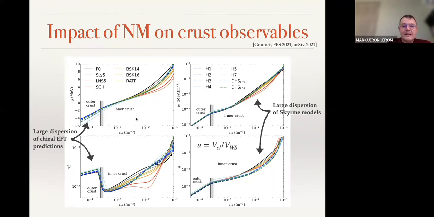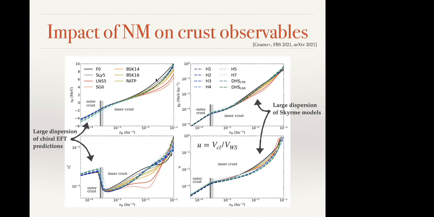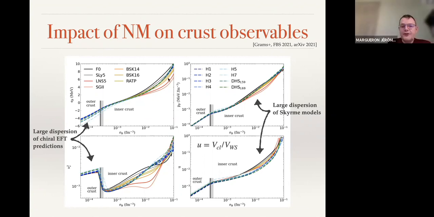What can also be said from this figure is, for instance, that at high density there is a large uncertainty due to the Skyrme force. That reveals the effect of the neutron matter. And indeed, we are in the upper edge of the inner crust, so the neutron matter is expected to play a big role.